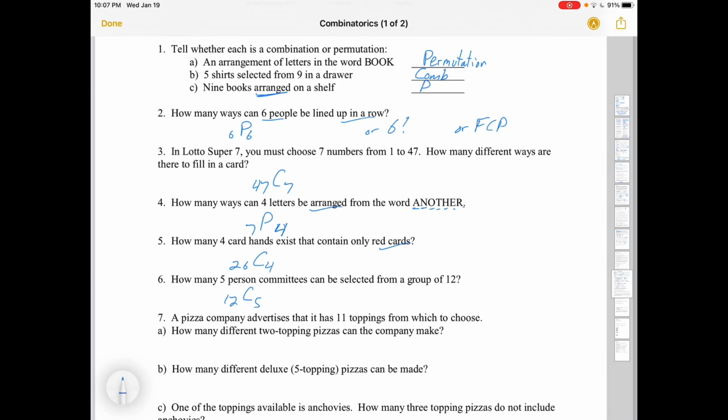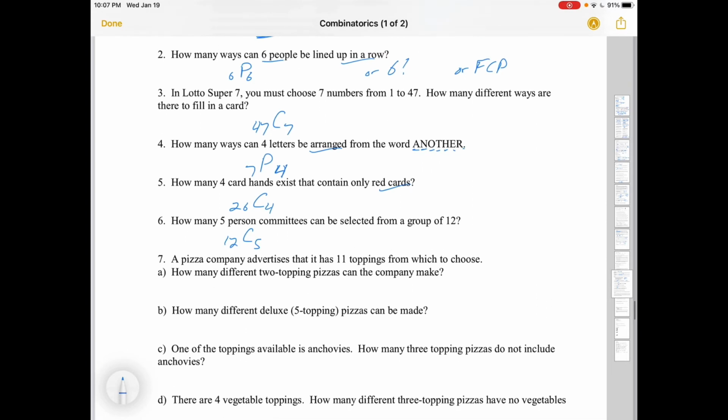A pizza company advertises it has 11 toppings from which to choose. How many different 2-topping pizzas can the company make? When you order a pizza, you don't tell them, I want pepperoni, and then I want you to put the green pepper on. Now, maybe there is a default order, but it's not something that you stipulate. So order doesn't really matter. And if you really want to argue and say, oh, no, I think order matters a great deal on pizza toppings, I guess then you're picking P.